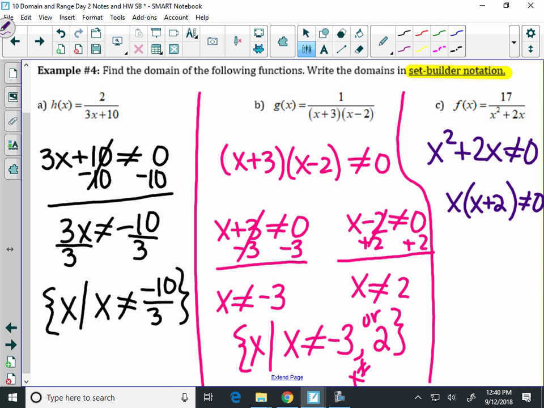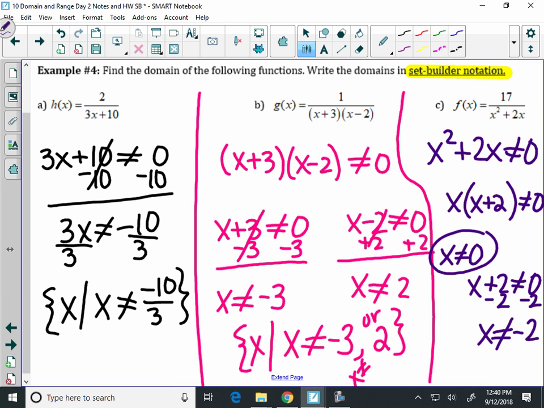Then you do what you just did in B. You take each factor, the x, and set it not equal to 0, and the x plus 2, and set it not equal to 0. Sorry, I'm running out of room here. Well, the first one's already solved for you. You don't have to solve anything for that. The other one, you subtract 2 from both sides, and what is x not allowed to be? Negative 2. So you write your set notation the same way as in B. So that's how you do the rational domain.